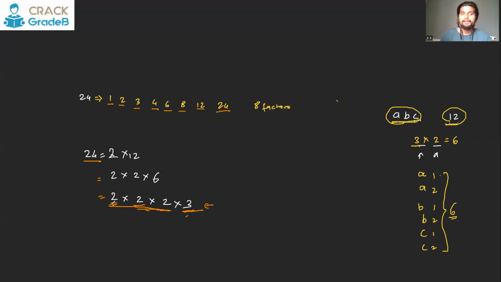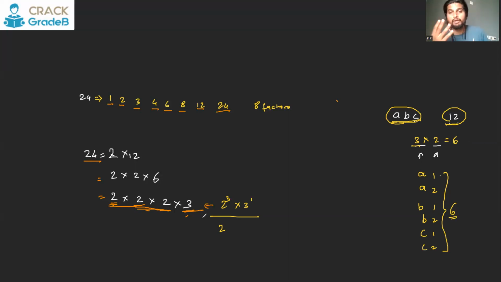Similarly, for 2, how many choices do we have to look for? The power of 2 here is 3 because there are three 2s, and the power of 3 is 1. So for 2, we have a total of 4 choices because the maximum power of 2 is 3. That means we can pick 0 number of 2s, 1 number of 2, 2 number of 2s, or 3 number of 2s.